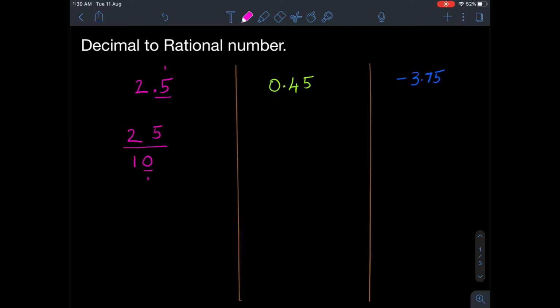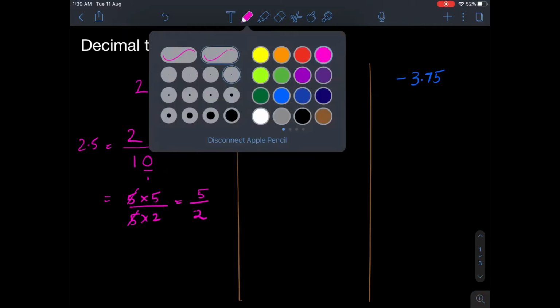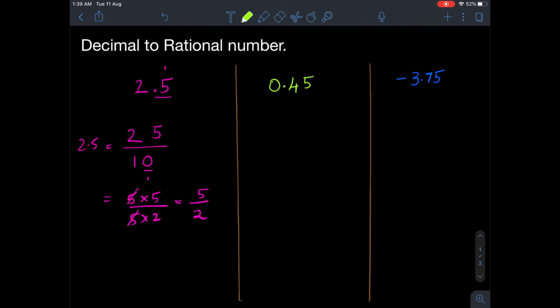All right, so the rational number I have now is 25 by 10, which I can simplify and write as 5 times 5 divided by 5 times 2. So I can cancel 5 and 5 since they are common terms, and my final rational number is 5 by 2. So 2.5 has become 5 by 2. Next we'll move on to the next example, 0.45.